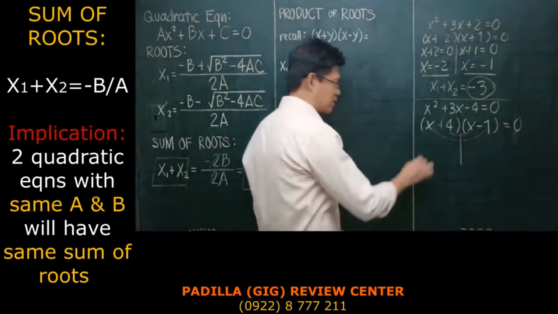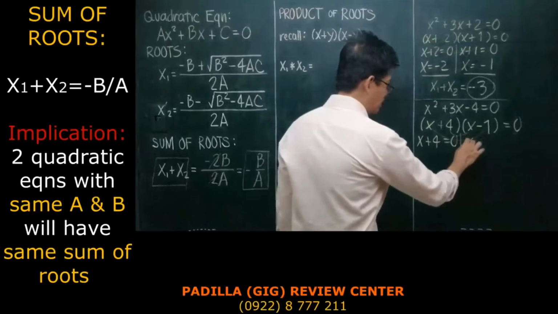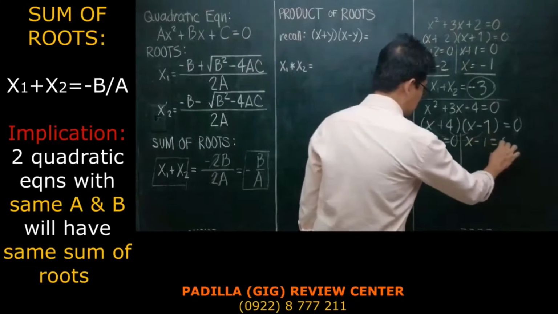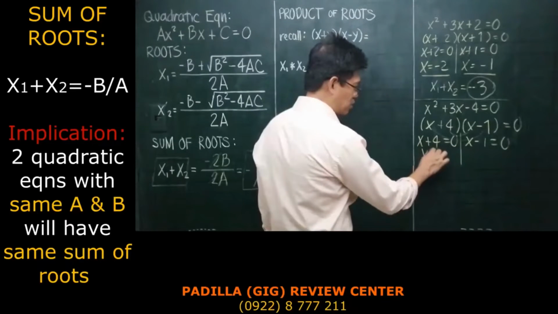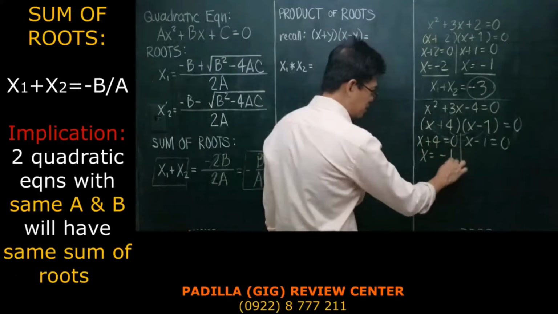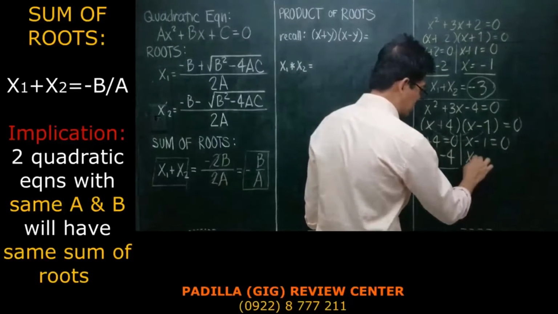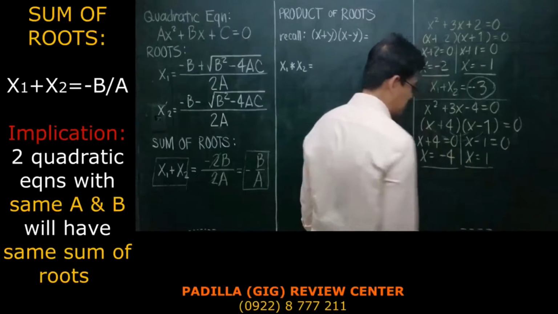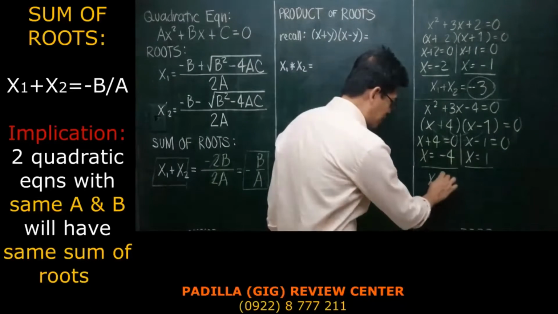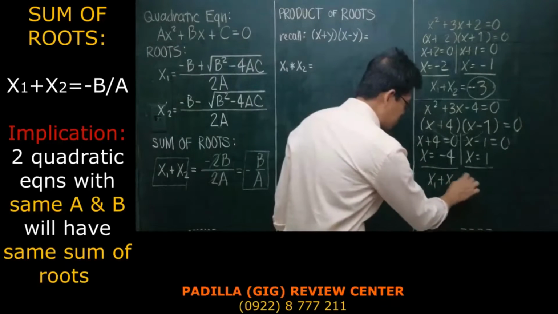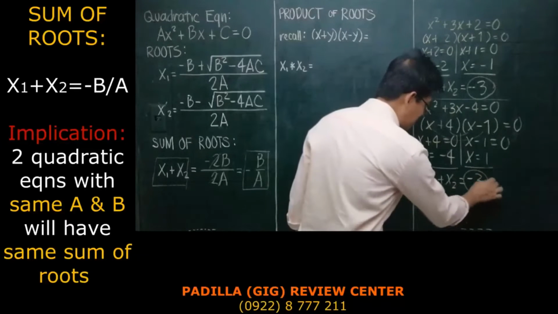So, each must be equated to 0. x plus 4 equals 0, and x minus 1 equals 0. If x plus 4 is 0, x is going to be equal to minus 4. If x minus 1 is 0, x is equal to 1. So, if you check the sum of roots, x1 plus x2, it's minus 4 plus 1, that is minus 3.